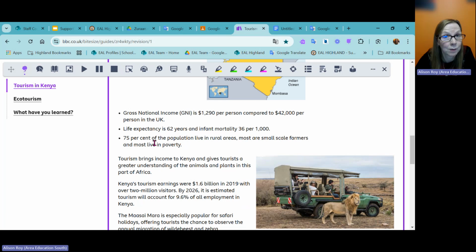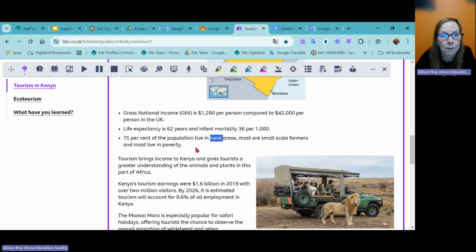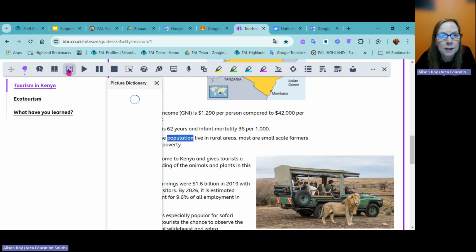Also, a great function within Read and Write that people are not always aware of is the picture dictionary. It might sound a little bit babyish for some of our older students, but actually the range of pictures is much wider than just basic everyday vocabulary. A lot of subject-specific vocabulary is in the picture dictionary. For example, the word rural. If we highlight it and click on picture dictionary, we get a picture. Same for, let's say, population. Highlight the word and click on the picture dictionary, and we'll get an image.